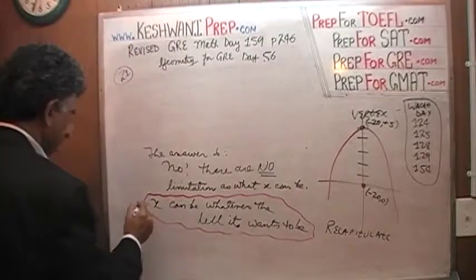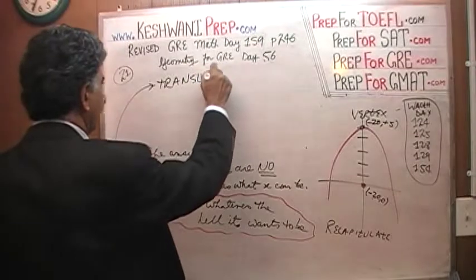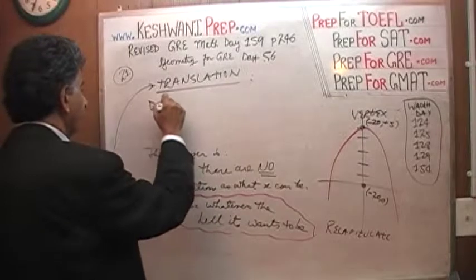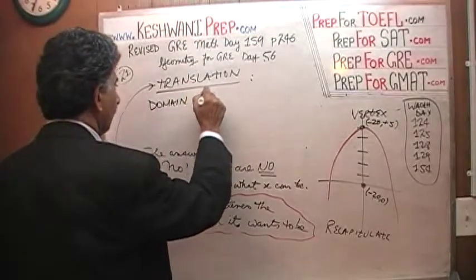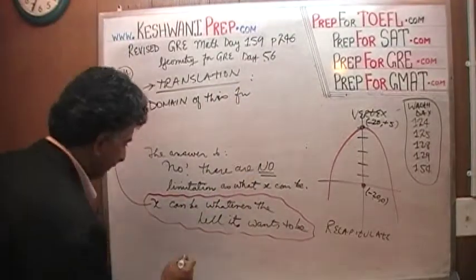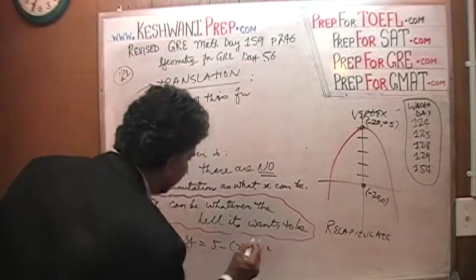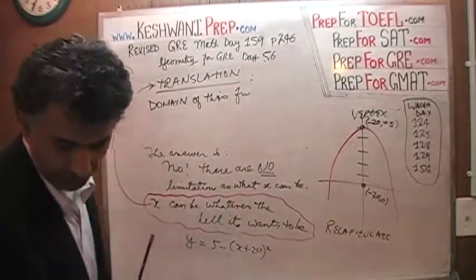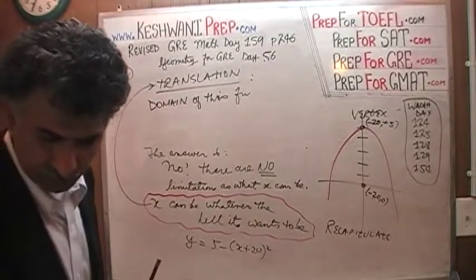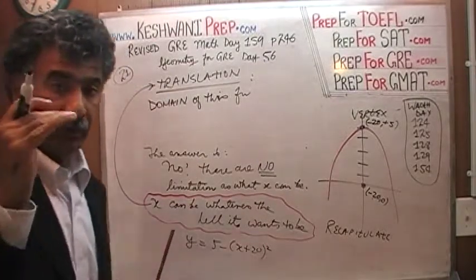A mathematician would say, domain of this function, the function that we just erased, which was y equals 5 minus x plus 20 squared. I forget what we called it. I think we called it j of x, didn't we? Yeah, I believe we called it j of x. Must be j because we started with f. F was the original one.